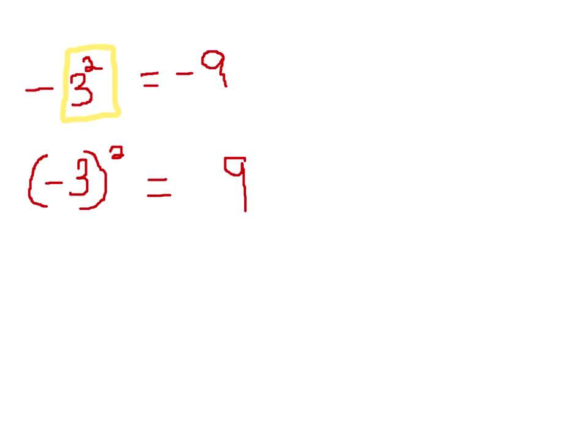Now, the reason this is important is a lot of you will get these wrong on your test because you'll forget about the rule about the square being over the 3. So I like to sum it up into one sentence. If a negative number is in parentheses and being squared, the answer is positive. That is the only time it will be positive. All other times, it will be negative.